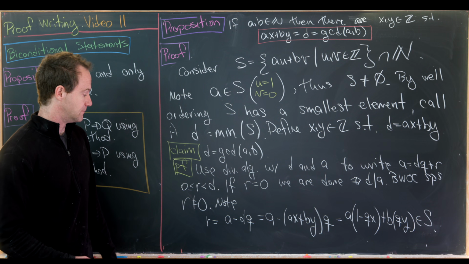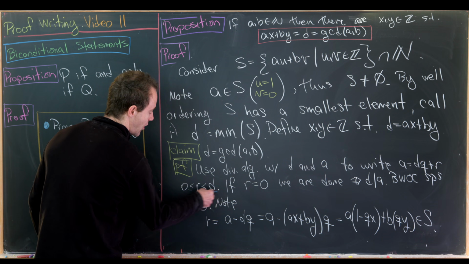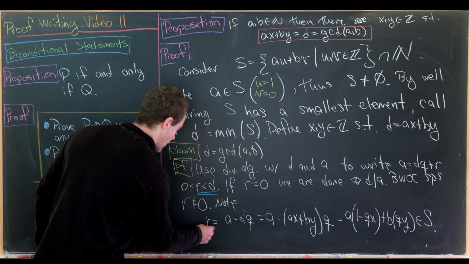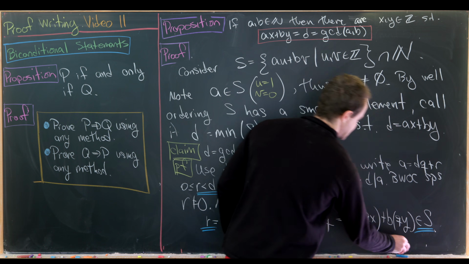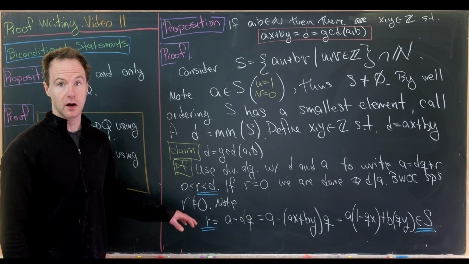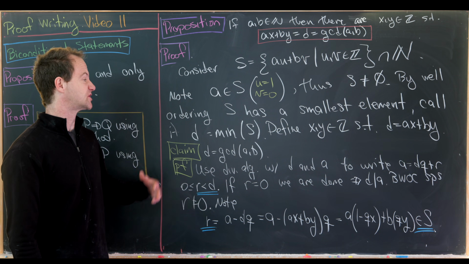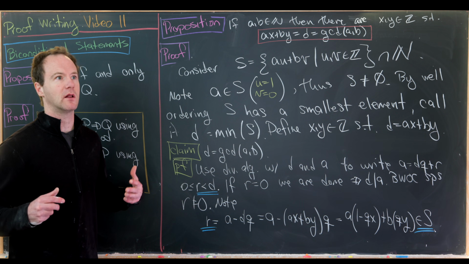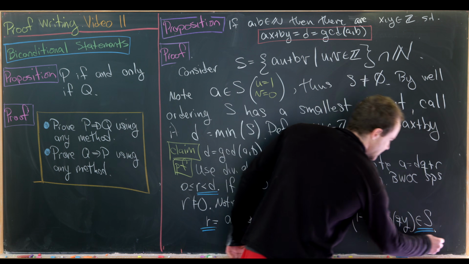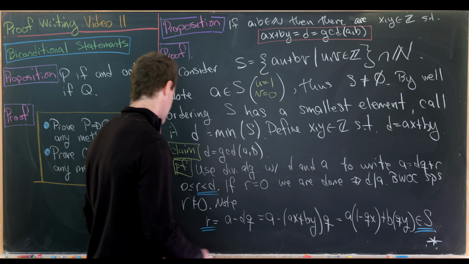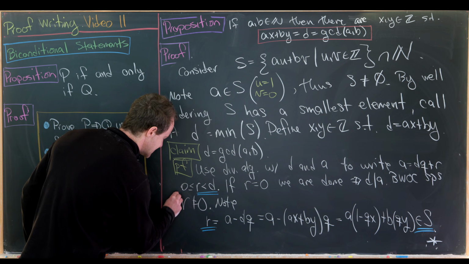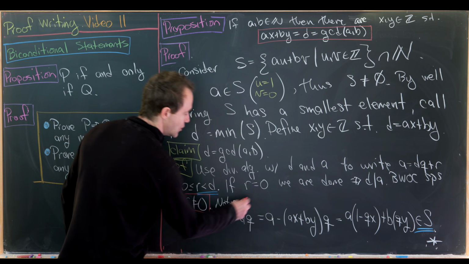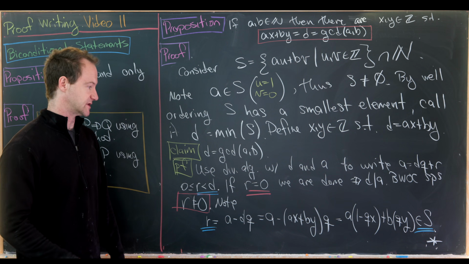But that's a problem, because what do we have now? We have R is strictly less than D, and we have R is an element of S. So that means that R is in S, but it is smaller than the minimal element. But that's a contradiction. You can't be smaller than the minimum of a set. So here we've reached a contradiction. And so that contradicts this possibility right here, the possibility that R is not equal to 0, which means that R really is equal to 0.